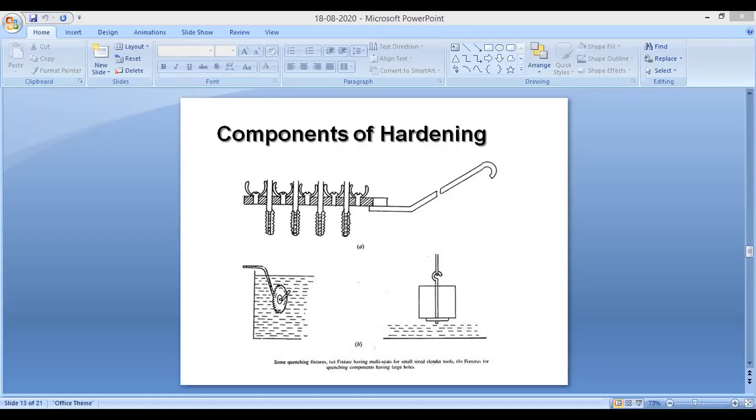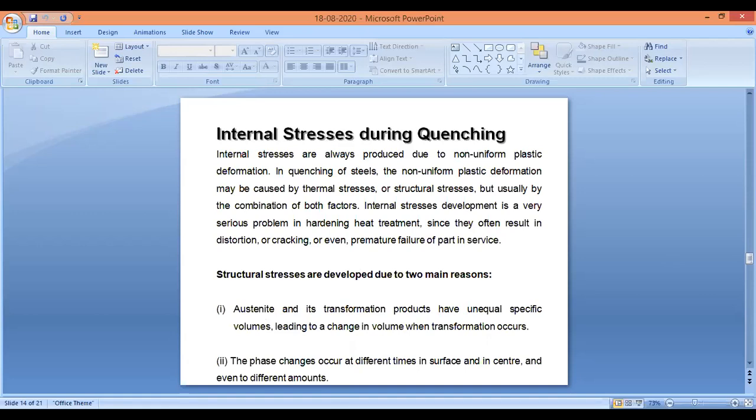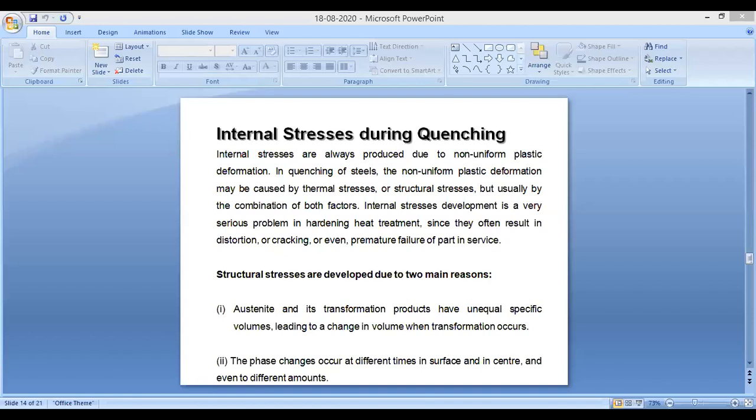Now let us talk about relieving the internal stresses that occur during quenching. Internal stresses are always produced due to non-uniform plastic deformation. In quenching of steel, the non-uniform plastic deformation may be caused by thermal stresses or structural stresses, but usually by a combination of both factors. Internal stress development is a very serious problem in hardening heat treatment, since it often results in distortion or cracking or even premature failure of the part in service.